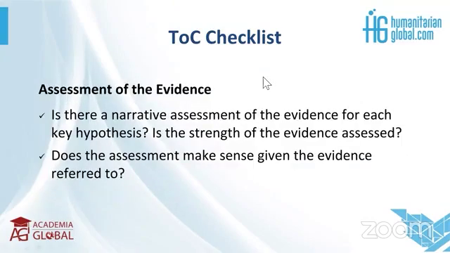Then assessment of evidence. Remember, even if it's a theory, there has to be evidence that makes you think or believe that that theory can actually work. So is there a narrative assessment of the evidence for each key hypothesis? For example, you want to do an intervention with young people using interpersonal communication. You'll be forming small groups of 10 to 12, and you say a group of 10 to 12 or 10 to 16 is effective. So what makes you say it is effective?